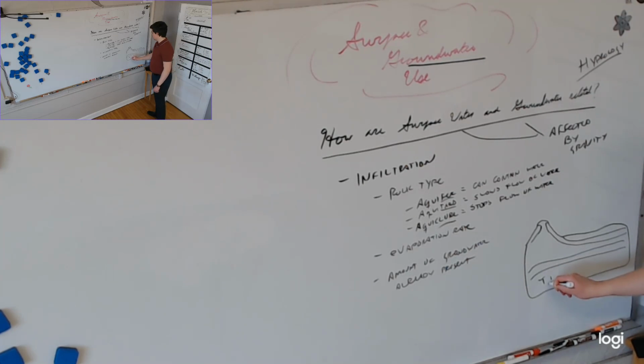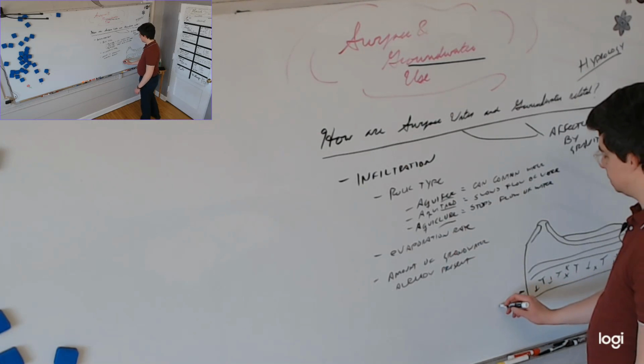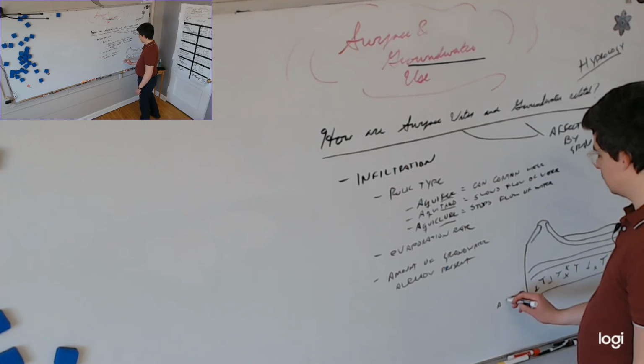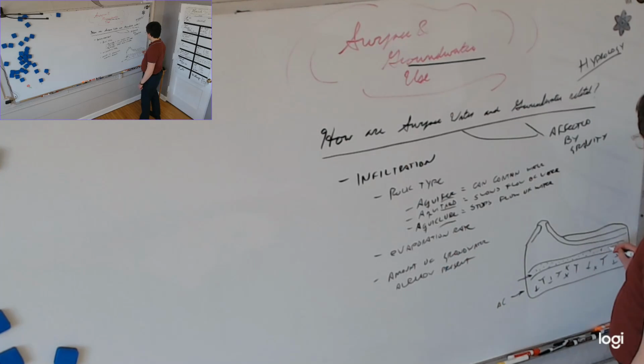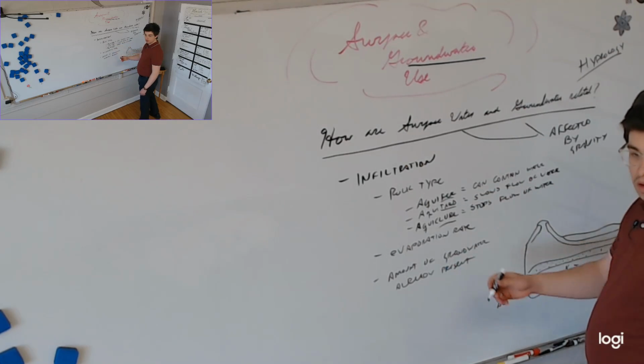Let's have this down here be some kind of basalt or granite or something that is an aquiclude. This down here is an aquiclude. We'll have this layer here be sandstone. Can you guess which of those things sandstone probably is? Not all sandstones, but what do you think sandstone usually is of these three?